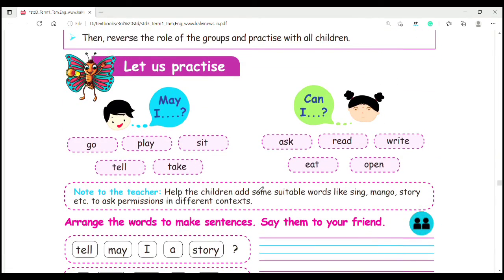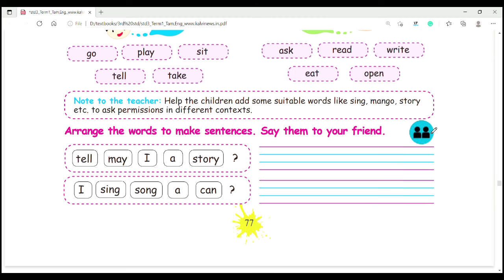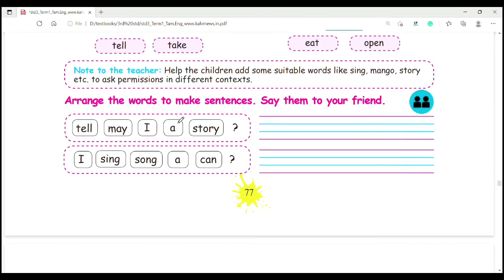Next, shall we practice? Here they have given "may I" sentences and here "can I". So how you should use: may I go, may I play, may I sit, may I tell, may I take, can I ask, can I read, can I write, can I eat, can I open. புரியுதா? ஸோ இந்த மாதிரி சென்டென்ஸ் எல்லாம் நீங்கள் டெய்லி உங்கள் வீட்டில் ப்ராக்டிஸ் பண்ணி பாருங்க so that you will easily get it. So now you are going to arrange the words to form a sentence.